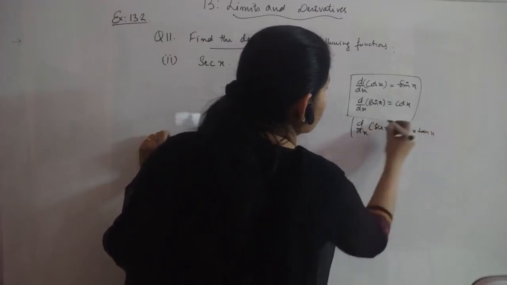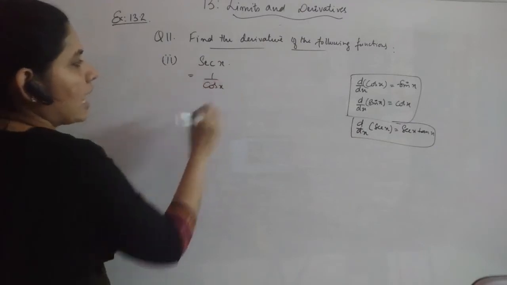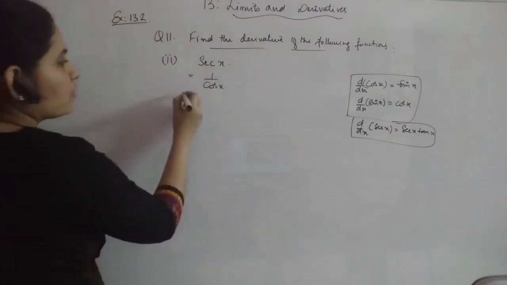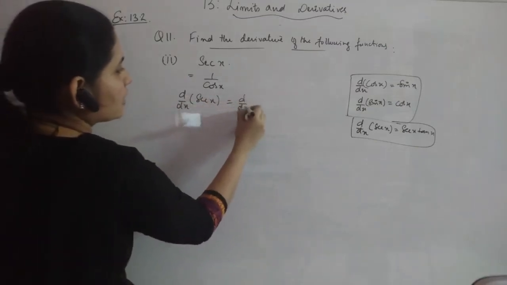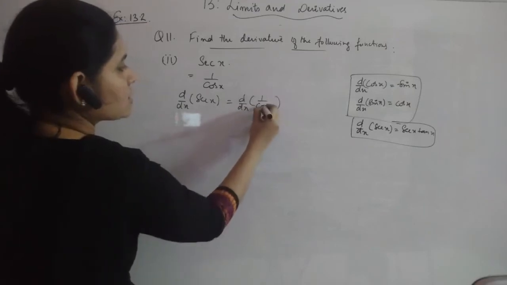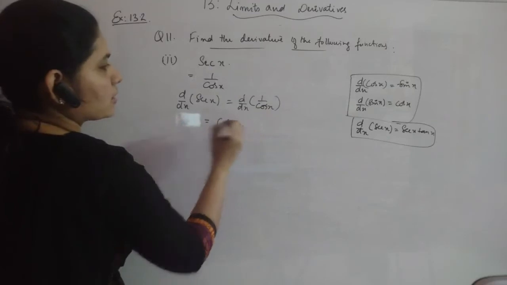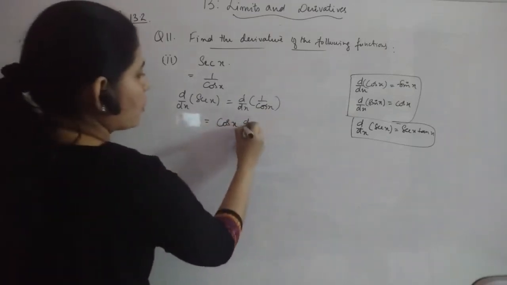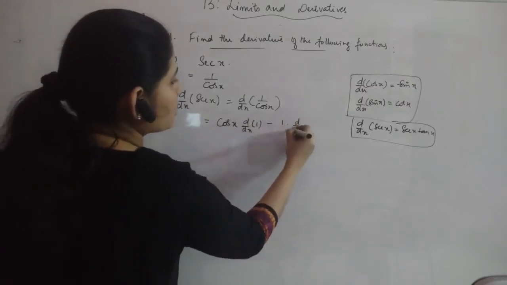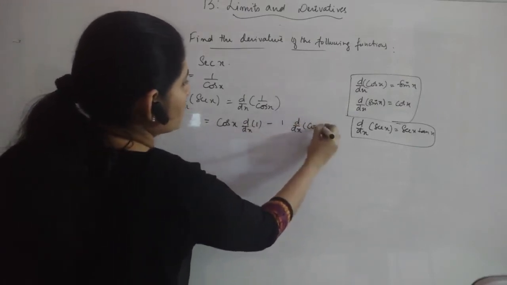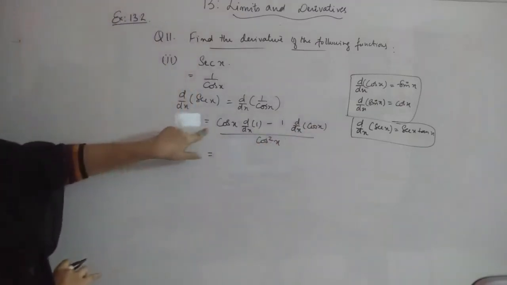Now we are getting it by simply changing sec x as 1 by cos x, and using the quotient rule. Okay, so now we need to find out what is the derivative of sec x. We are just taking the derivative of 1 by cos x, right? Now using the quotient rule, denominator into derivative of numerator, which is 1, minus numerator into derivative of denominator, divided by denominator square. This is what we will get using the quotient rule.